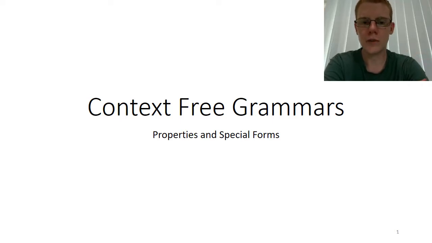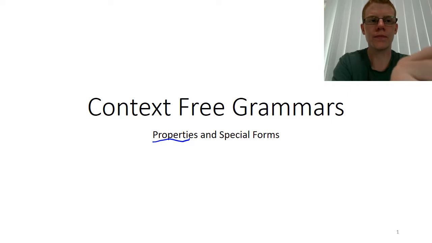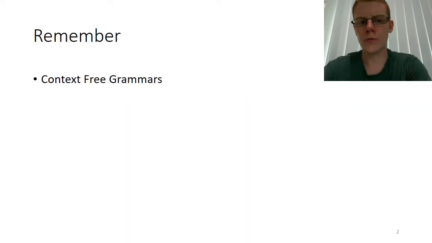Hi, today we're going to talk about some important properties that context-free grammars might have, and also one special form of context-free grammar called the Backus Naur Form. All I need you to remember for this is what a context-free grammar is and how they work. What we're going to be particularly talking about is the most important aspect, the rule systems.